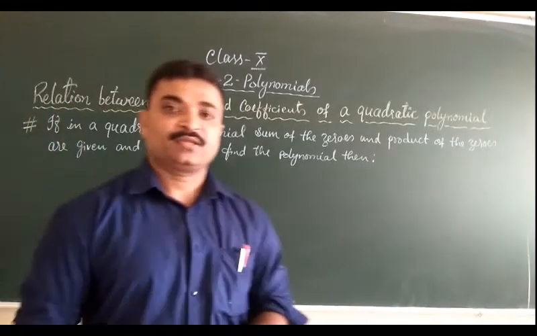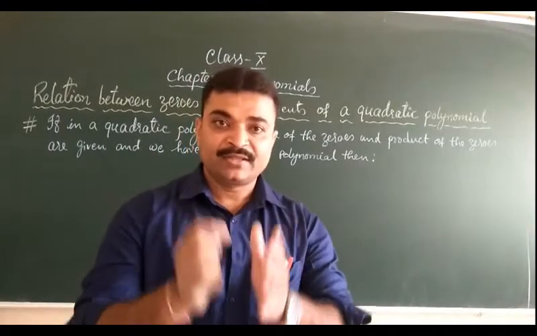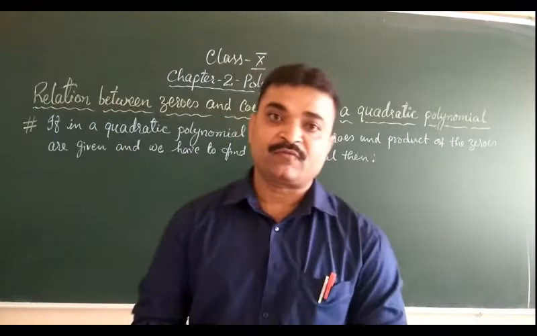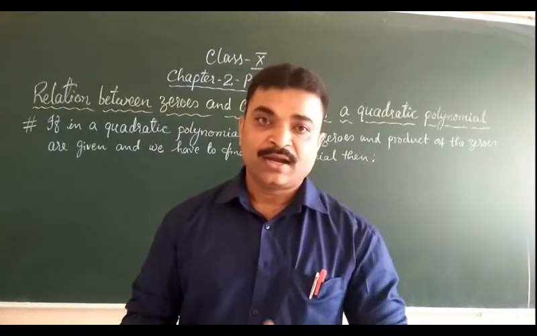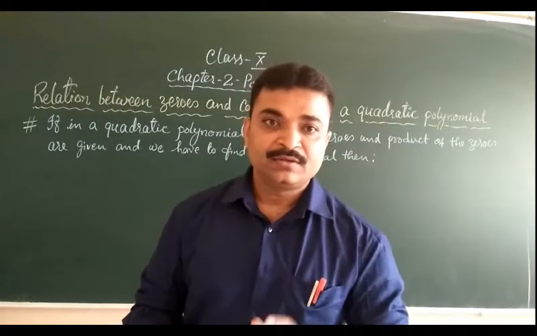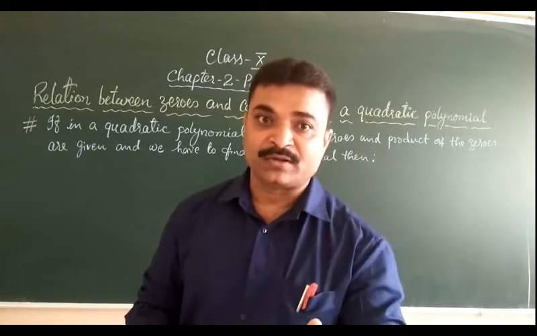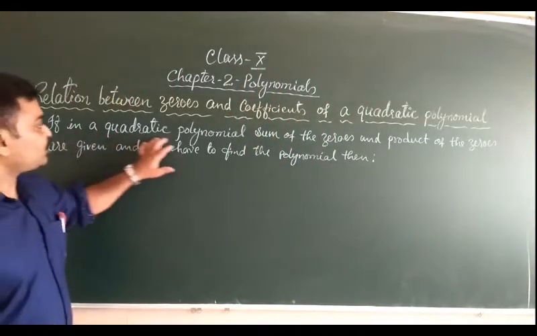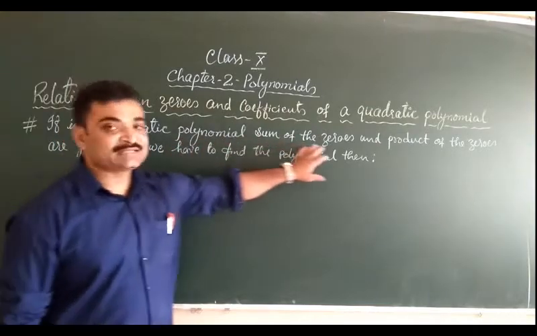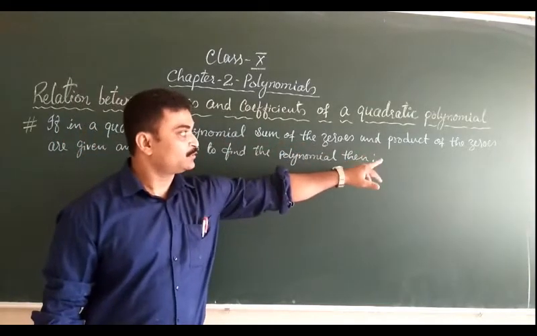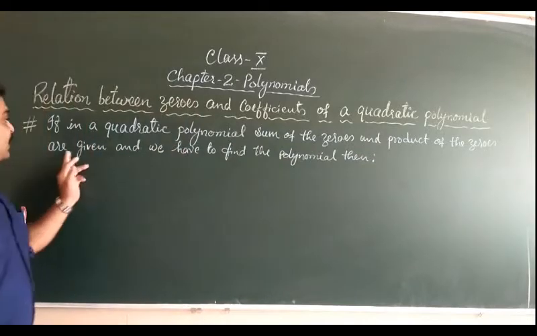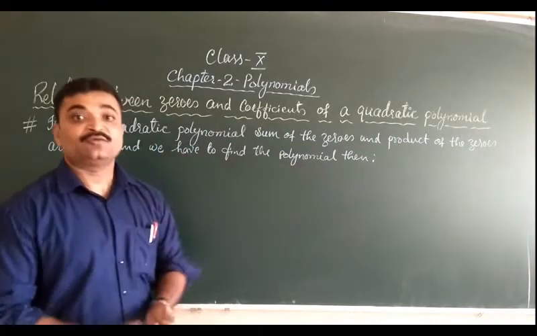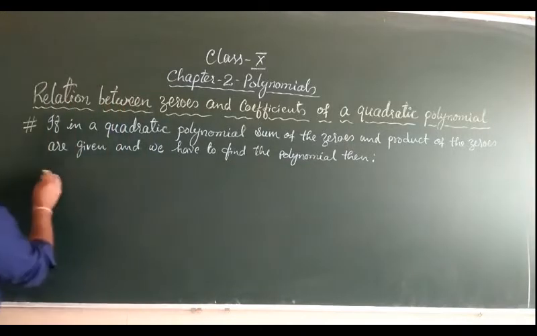Now students, if you are given that the sum of the zeros and product of the zeros of a quadratic polynomial are so and so, and you have to find the polynomial, what is the actual polynomial? So here the topic is the 10th topic. If in a quadratic polynomial the sum of the zeros and product of the zeros are given, we have to find the polynomial. Then what do we do?